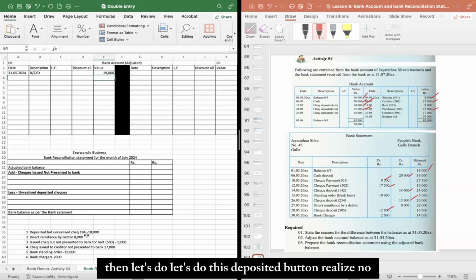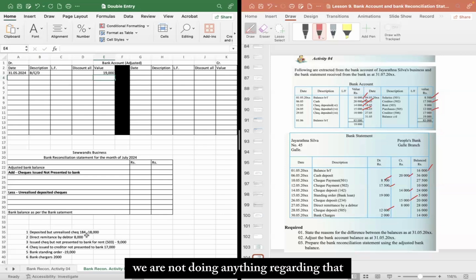Deposited but unrealized. No, we are not doing anything regarding that. Direct remittance by debtor 8,000.